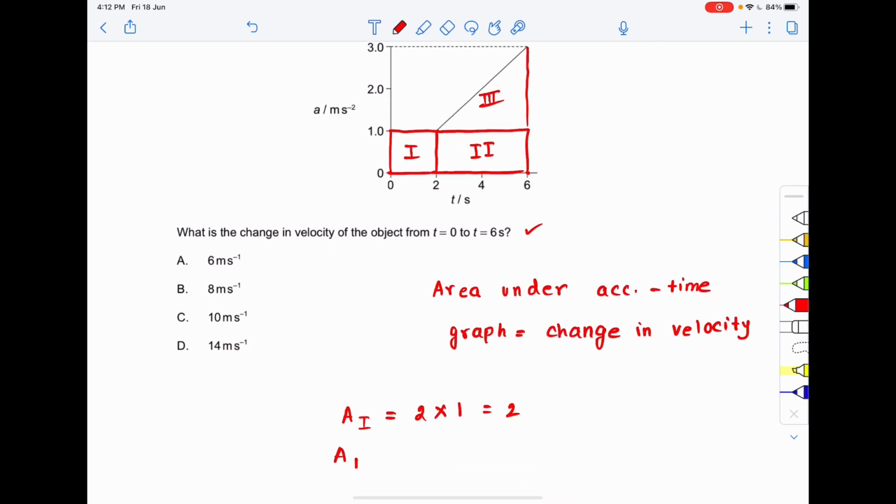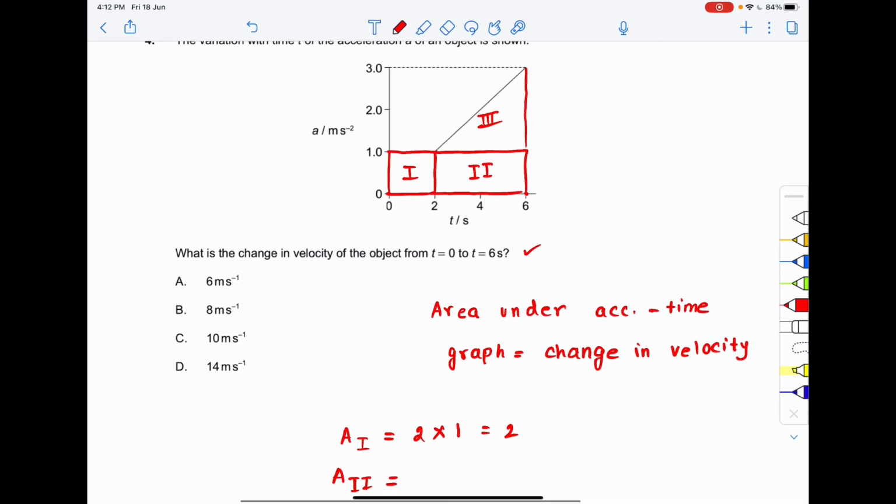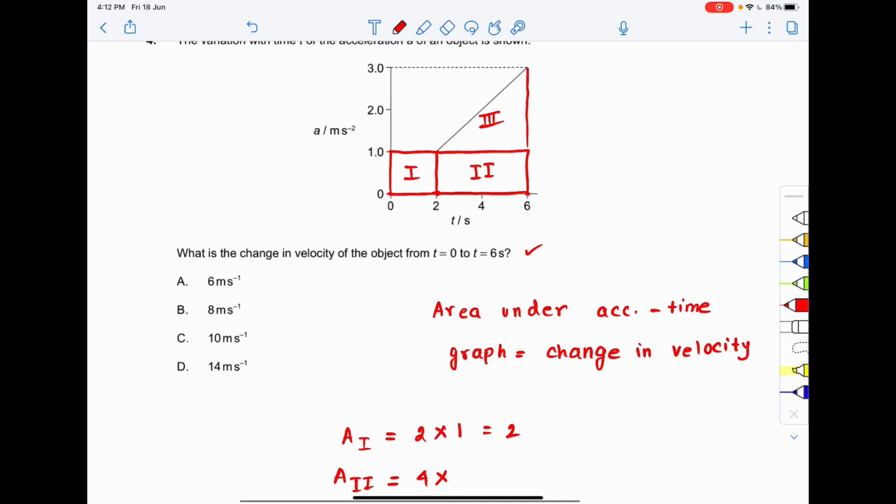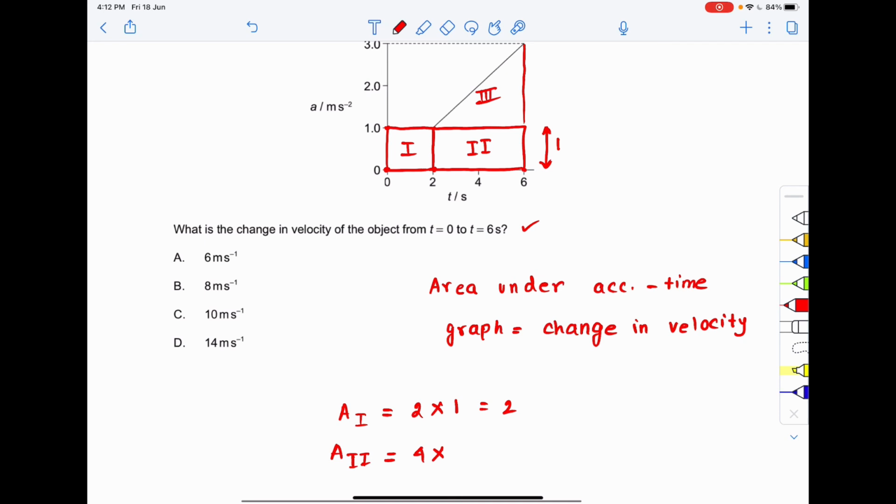Area 2 is also a rectangle. What is the length of the rectangle? It spans from t equal to 2 to t equal to 6, so the length is 4. And what is the breadth? It spans from acceleration equal to 0 to acceleration equal to 1, so the breadth is 1. So area 2 is 4 into 1, which is equal to 4.